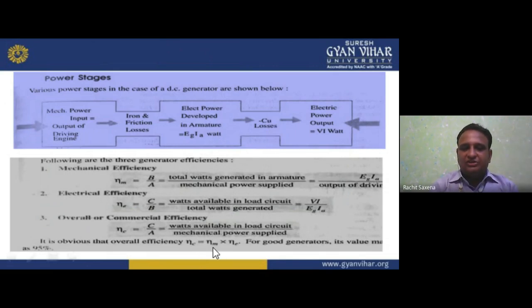Mechanical power supply. Here we are basically getting electrical, but we are giving mechanical. So the overall efficiency we can write like this: the product of eta m and eta e, that is eta m into eta e. So this is basically the efficiency of the generator. The motor is different. I hope you understand all this, my dear students.